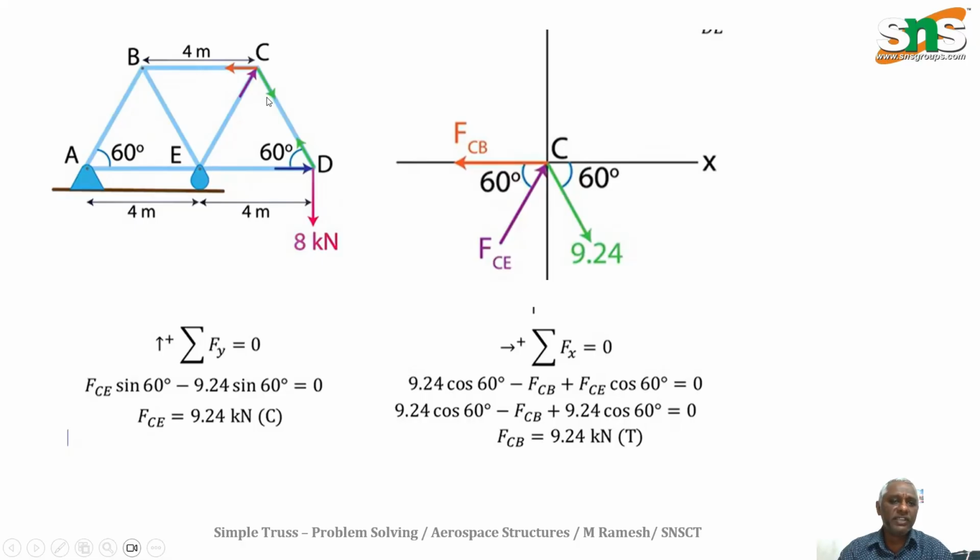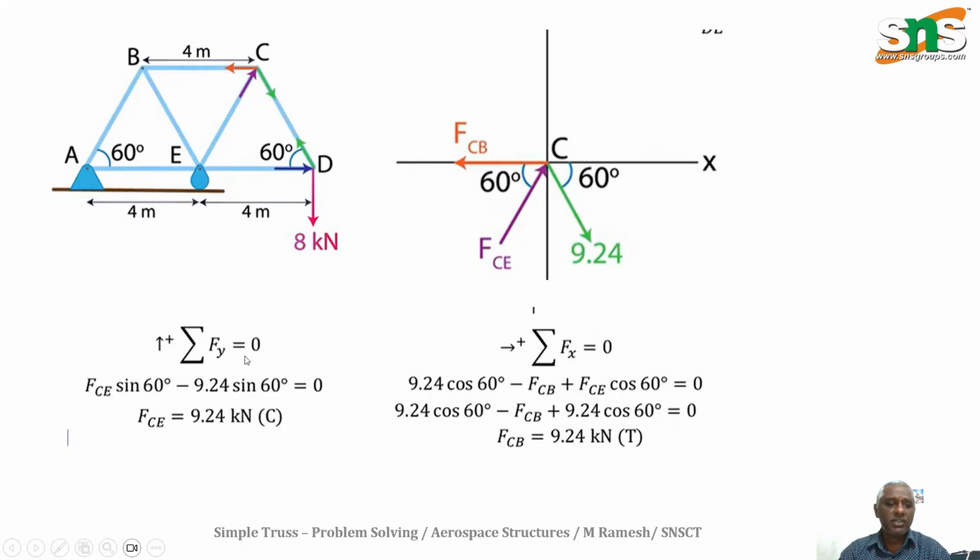The next step: after finding DE and DC, we can move on to another joint. We have to choose a joint with few unknown forces. Here we have CD, CB as well as CE. CD we know, but CB and CE are the two unknown forces. So the free body diagram can be drawn accordingly.